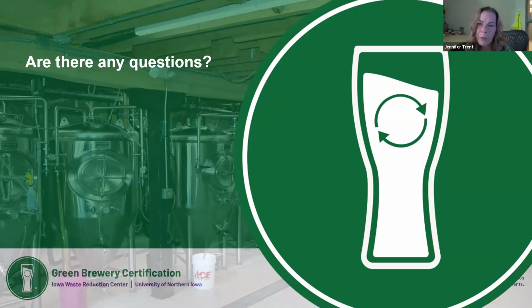And a lot of times, if a brewery has new equipment, it's going to be more efficient, versus if it's an old toilet that doesn't have the WaterSense label on it.